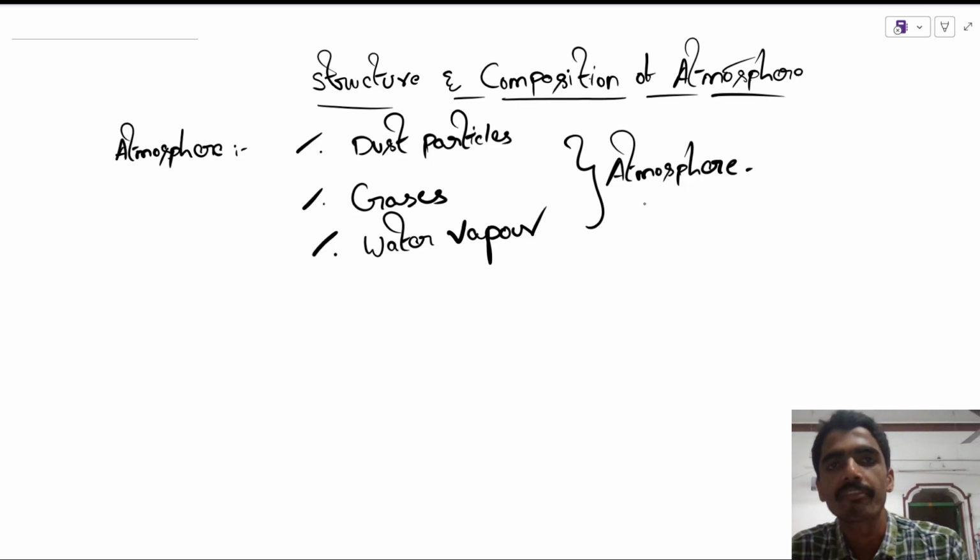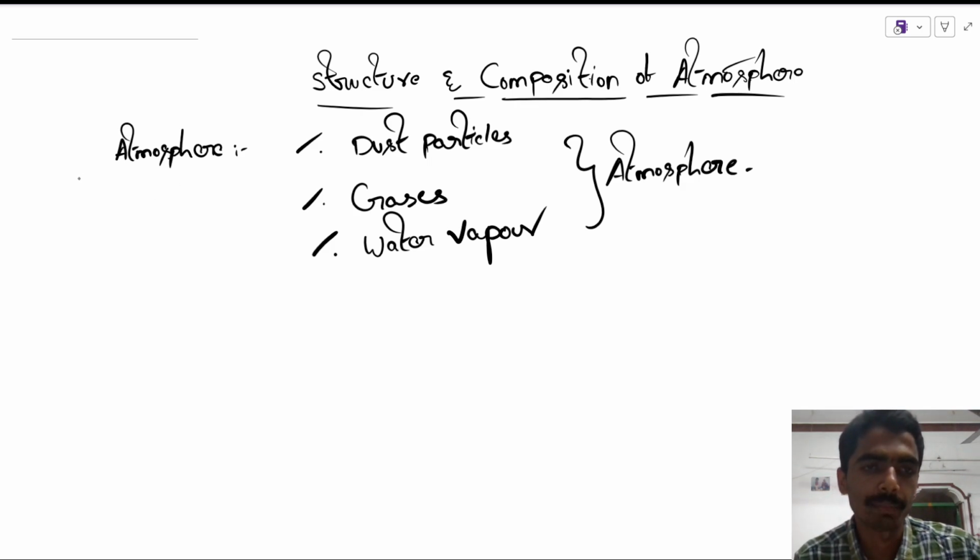For example, if we take a mobile phone, the upper layer, the display, represents the blanket. It consists of many items, which include micro and macro particles of glass molecules. So here the atmosphere acts as a blanket of the earth. That is called atmosphere.